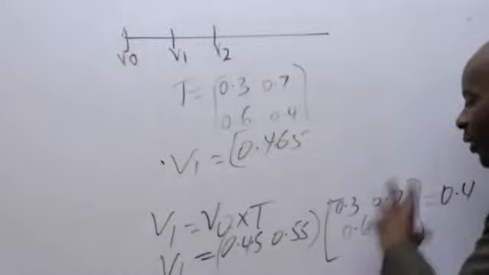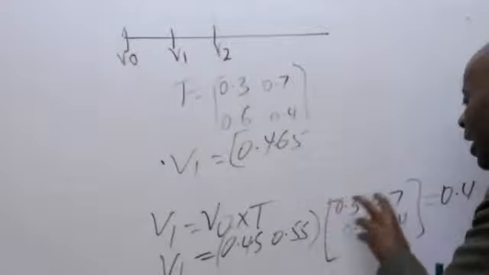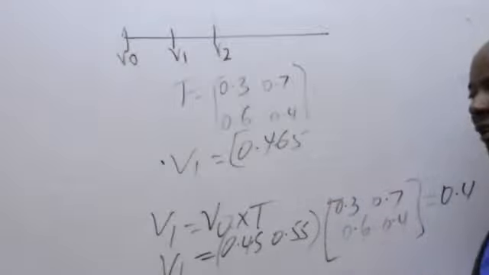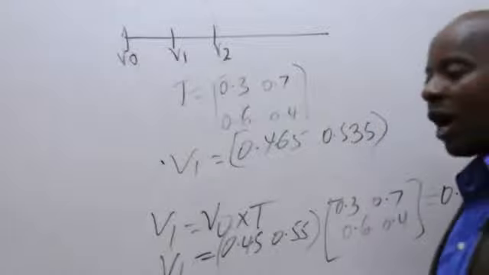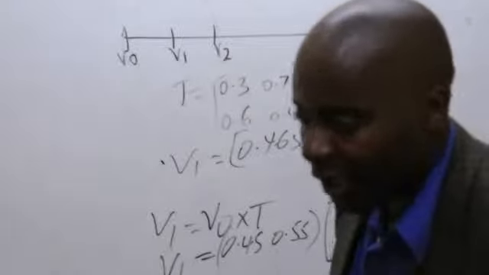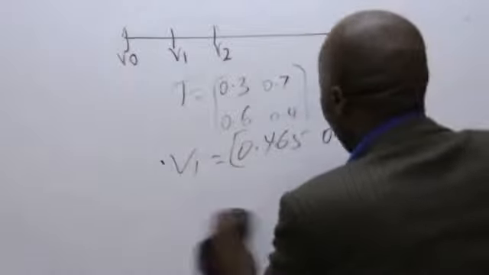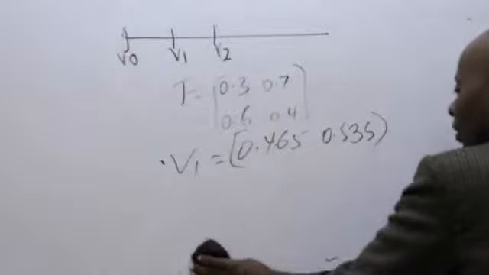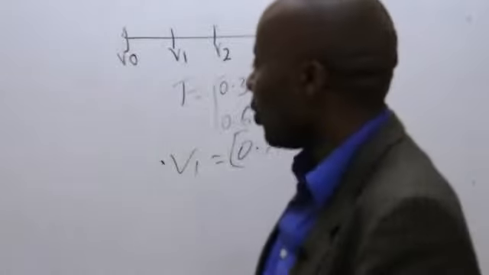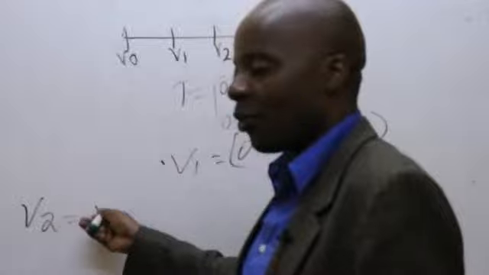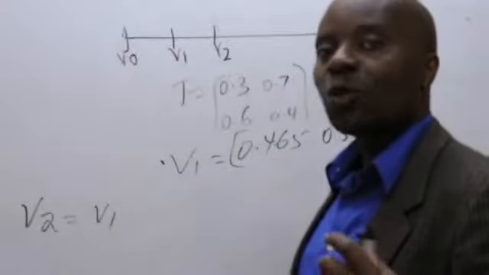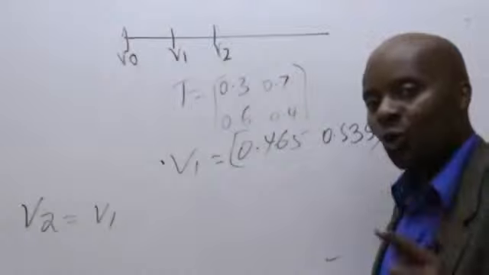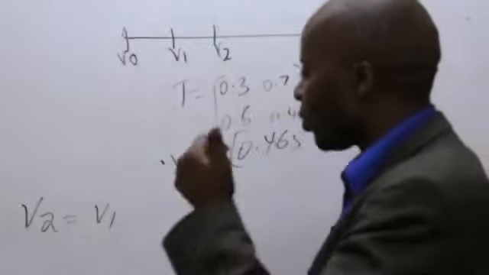How do I do it? 0.45 times 0.7 plus 0.55 times 0.4. Please give me a figure. Aha, we have Denzel giving me 0.535, like that. So that is vector 1. Now, having gotten vector 1, we can very easily and comfortably go to vector 2. How do we get vector 2? Vector 2 can only be born from vector 1. So what we need to do is to take that vector 1 times T, the transitioning factor.